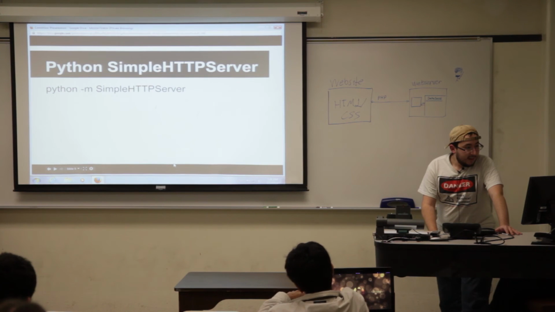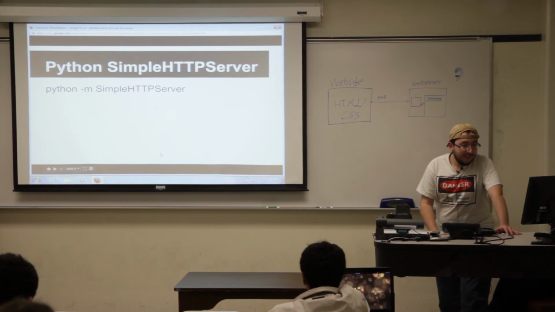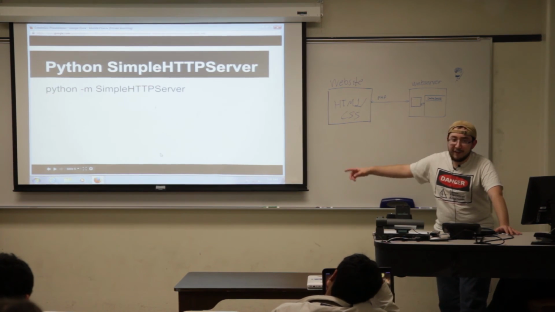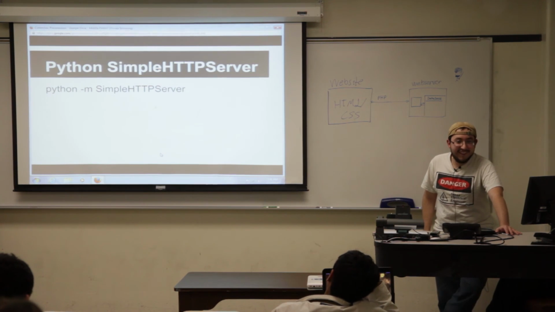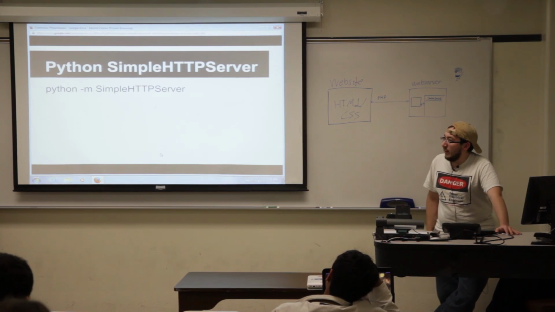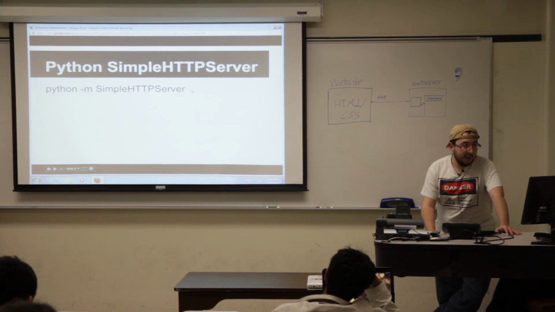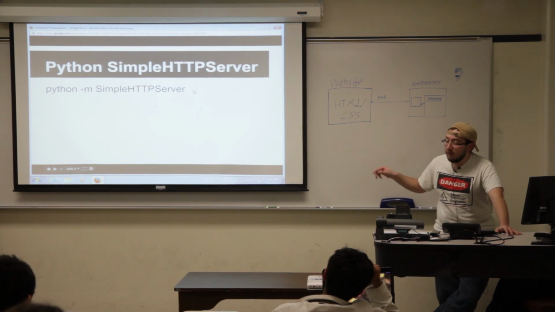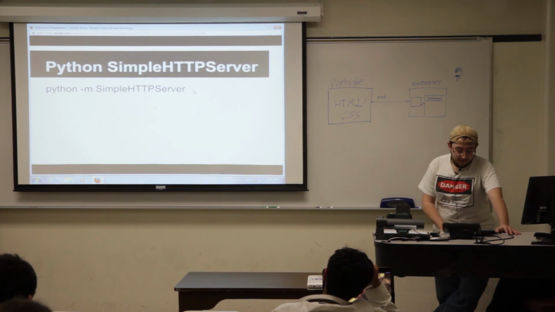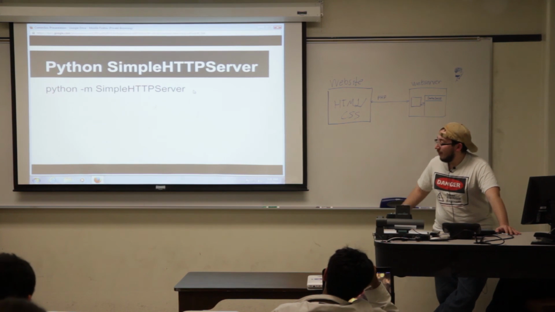And last but not least, Python simple HTTP server. That's all you have to do to run it. And it defaults to 8000 as well. In order to use port 80, you would just put 80 at the end. So yeah, that's it.